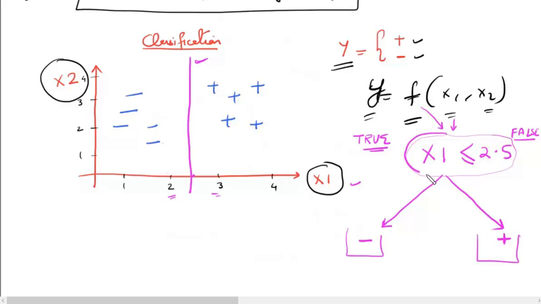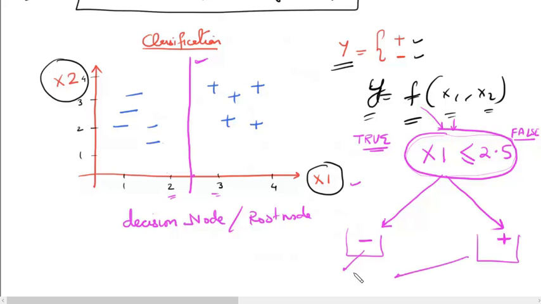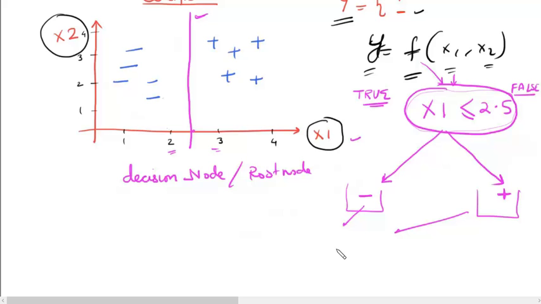So this particular decision that you made here is called a decision node. This is known as a decision node, also known as the root node. Root node because it starts from here. This is the root. So it's like an inverted tree. This is the root of the tree. And the other nodes here, these two nodes, are known as terminal nodes. Terminal because that's where the entire tree ends. And this entire structure is known as a tree.